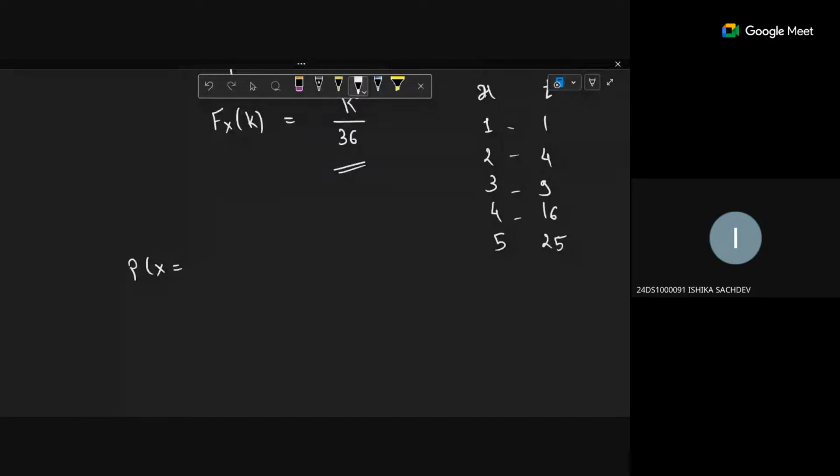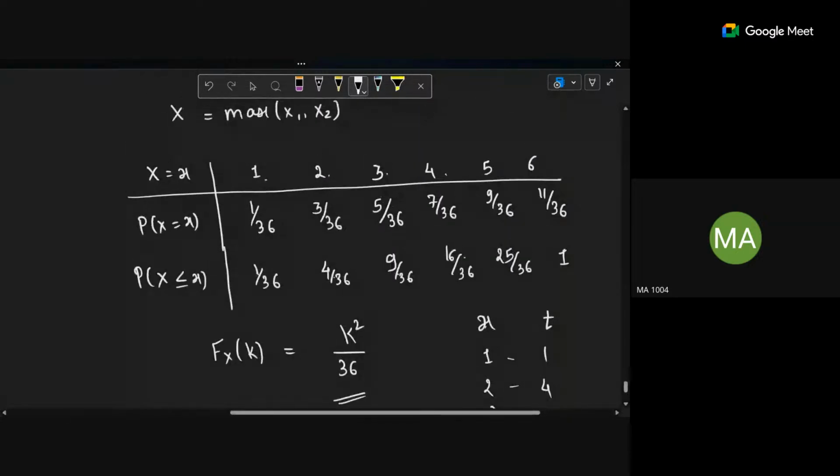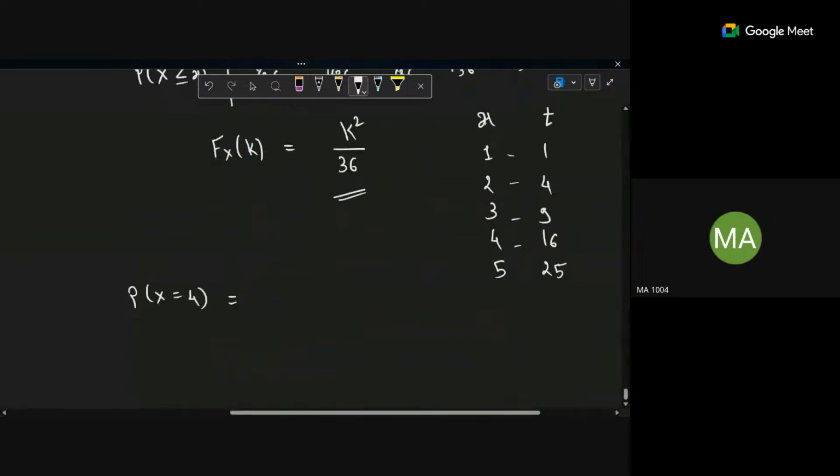How will you go for it? Probability at x is equal to 4, you can directly give it, because we have made the PMF table first. So directly put x is equal to 4, it's 7 by 36. Isn't it? Yes, ma'am. Okay. So it's 7 by 36. Fine.